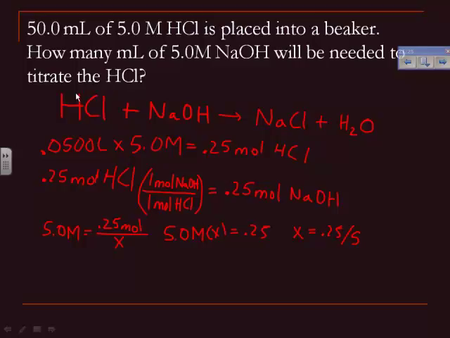It comes out to 0.0500 liters, or 50 milliliters. Now we end up actually in this case with the exact same number as the milliliters of HCl. That is due to the fact that in this case the concentrations are the same. They're both 5 molarity, and it's a 1-to-1 ratio.